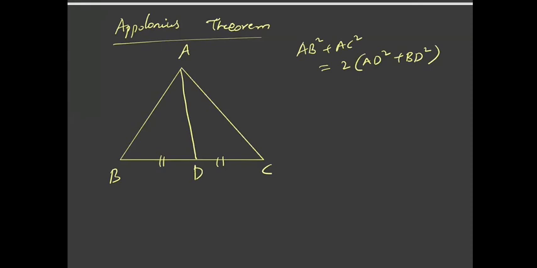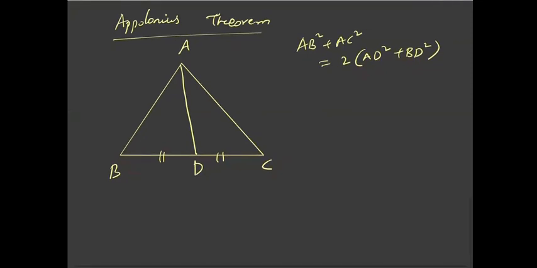So since you know AB, AC, and since you know BC, you know BD, right? It is half of BC. Then you can find out AD. So just try to prove this one using acute and obtuse angle theorems, then we'll discuss. So first drop a perpendicular and now you try to prove this one.